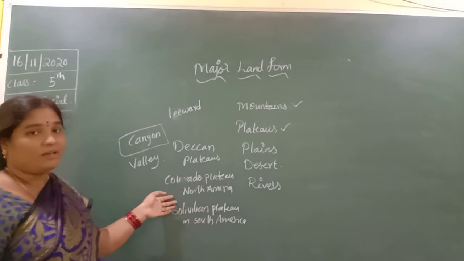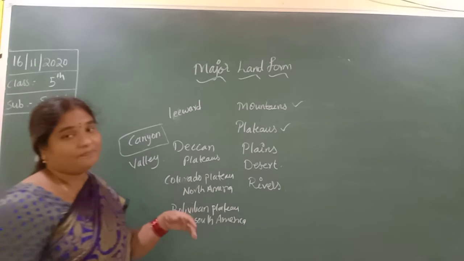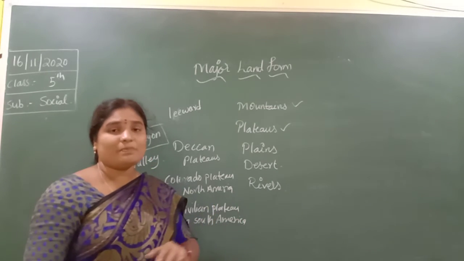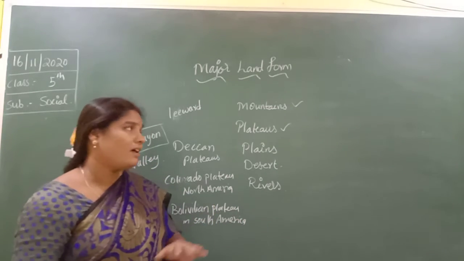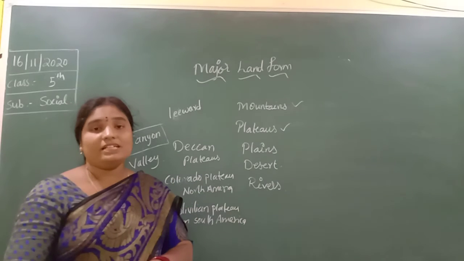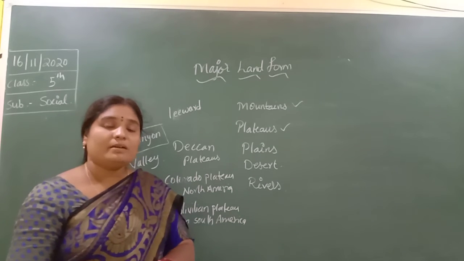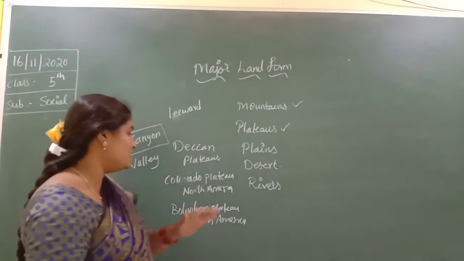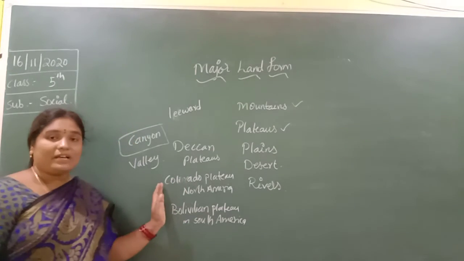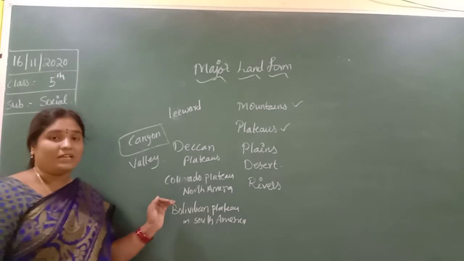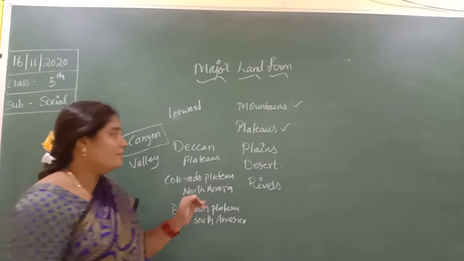Which lies in North America. The Andes is a mountain range which lies in South America, and the Rockies are mountains which lie in North America. So those are two examples of mountains, and these are the examples of plateau. Next we go for the plains.